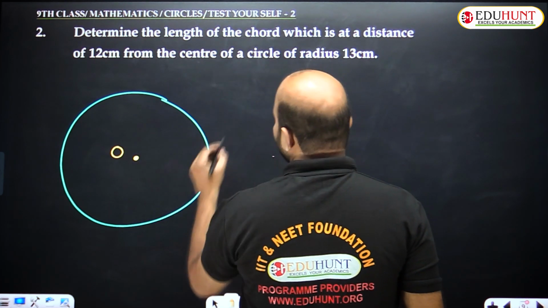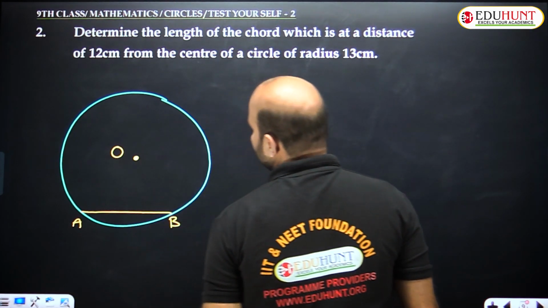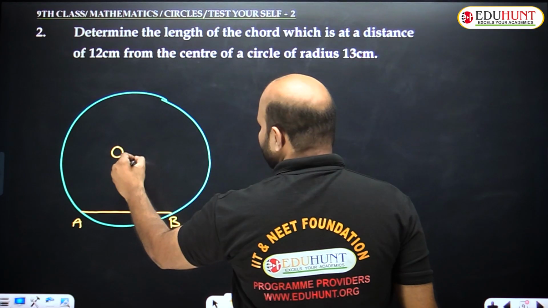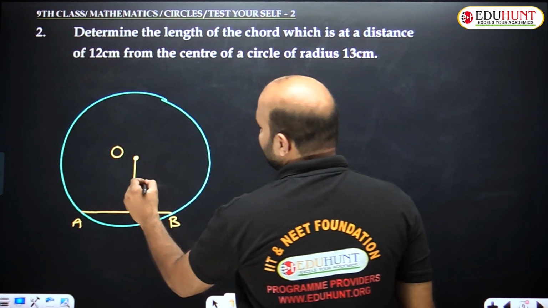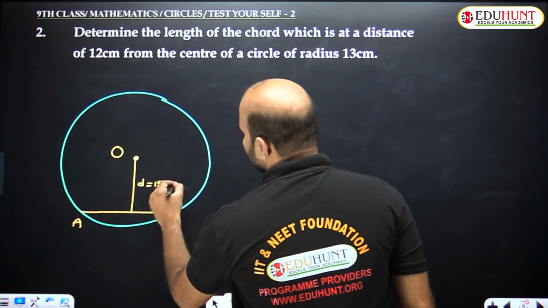So determine the length of the chord. Let us draw one chord. AB is a chord. The distance of 12 centimeters from the center to the chord. So this is a perpendicular line. The distance, how much is given? D equals 12 centimeters. Am I clear?